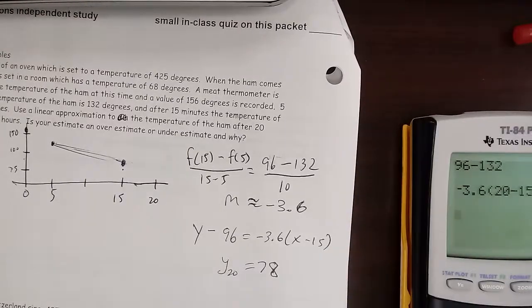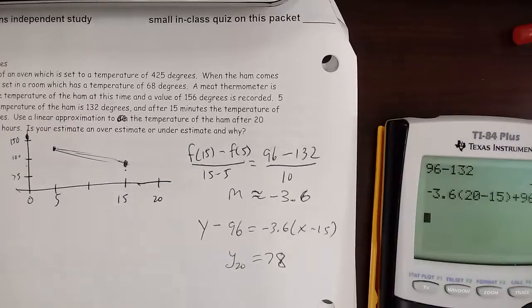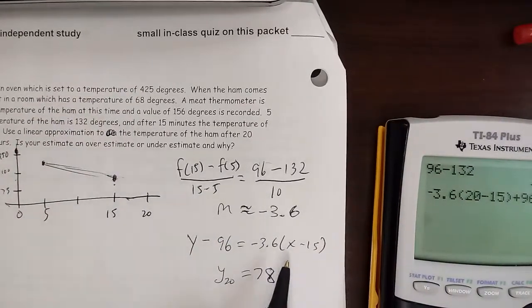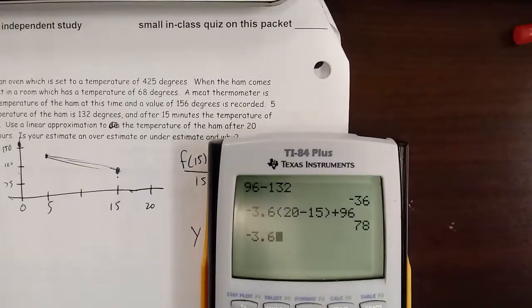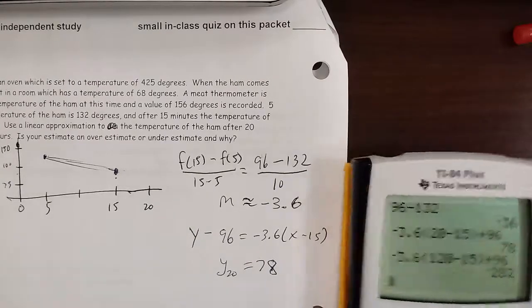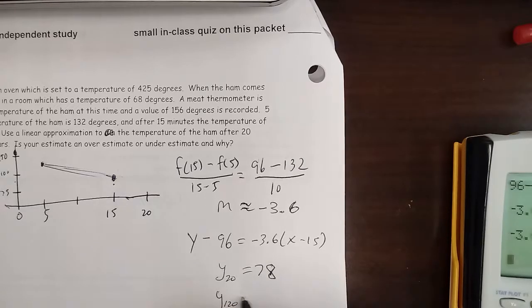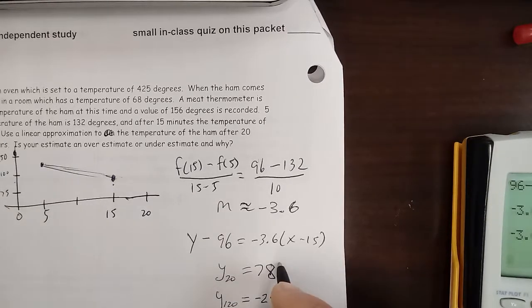Now, I want to figure out if that's going to be an overestimate or an underestimate. And I also got to try 2 hours. Well, let's see, 2 hours. I don't plug 2 in here. I need to plug in 2 hours in terms of minutes. So that's 120 minutes. And so after 2 hours, I have that it would be negative 282 degrees.